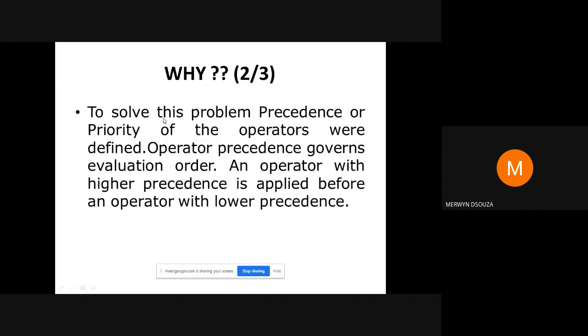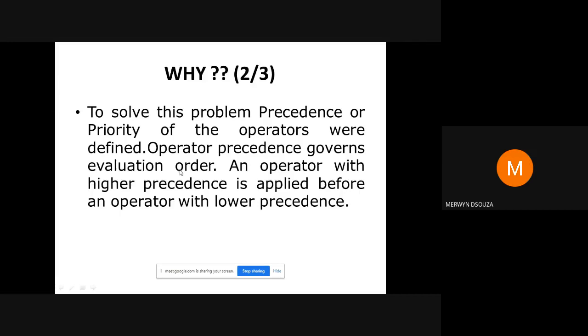Okay, so whenever you get operators with two equal priorities, you solve the operators from left to right. If there's a higher priority operator, you solve that first, followed by the lower priority. These are some of the reasons why we have the other two expressions, prefix and postfix.